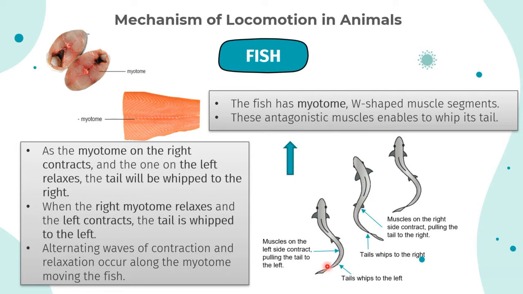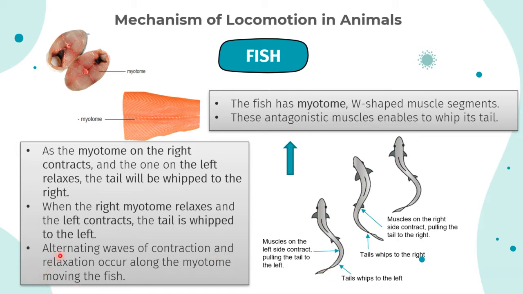Okay, so you have to know that when the left muscle contracts, at the same time the right myotome relaxes, so it will pull the tail to the left.